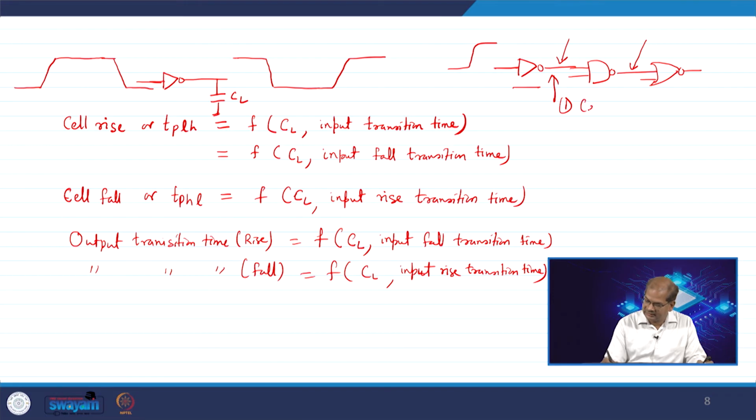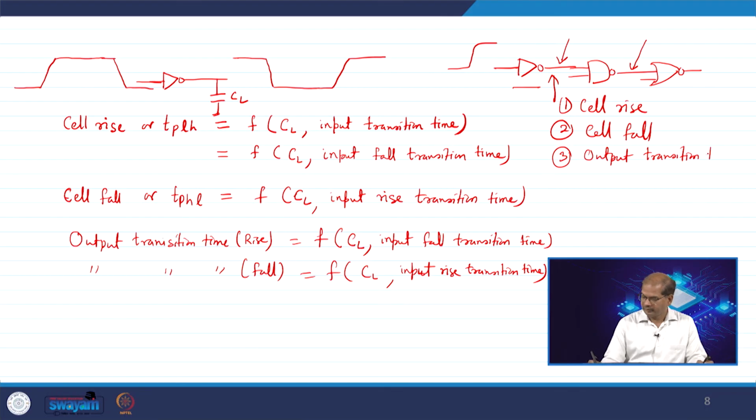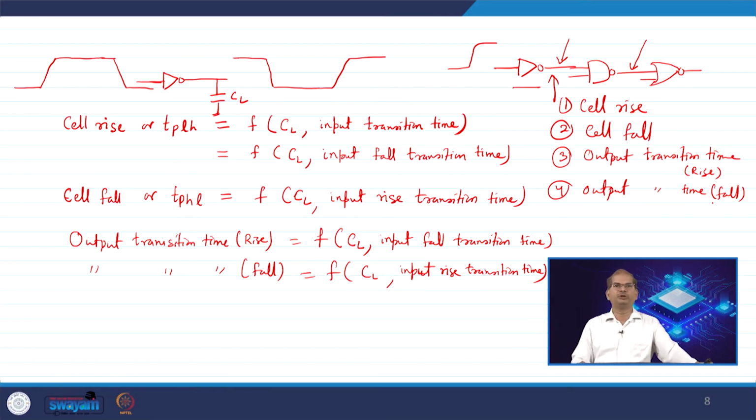One is called cell rise, cell fall, then the third one is output transition time rise, and similarly output transition time fall. Okay. So, these 4 parameters should be characterized for each gate.